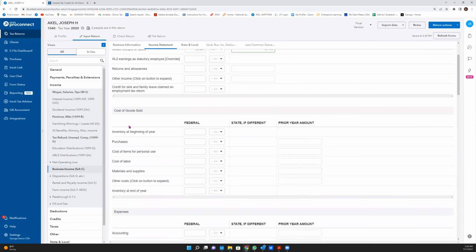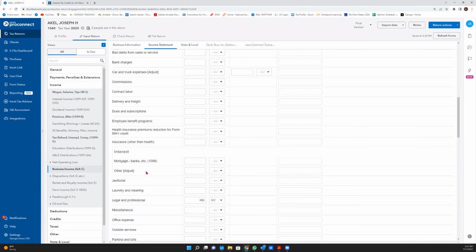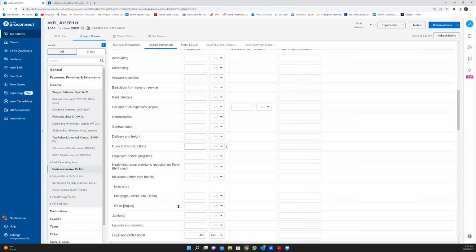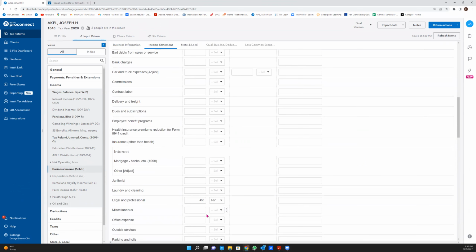Of course, some businesses have inventory, and we'll go over all of that a bit later. And of course, different businesses have different expenses. Okay, so this is where the expenses would go. Okay. Yeah.